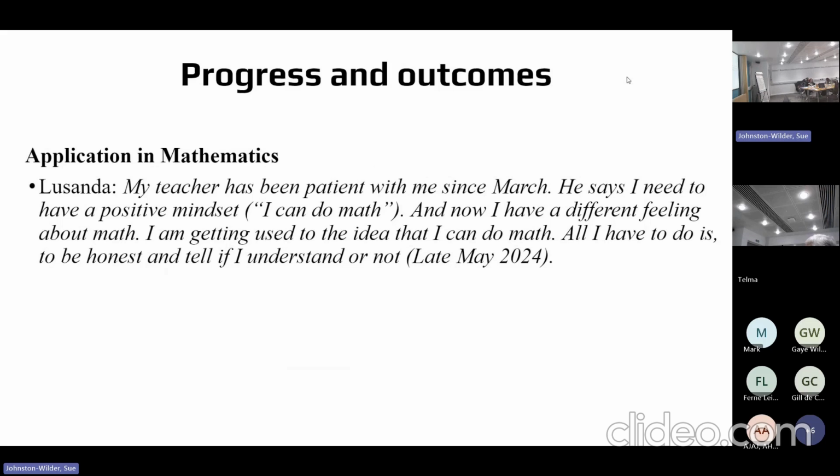If you're forcing them to learn, there's no way they will be able to learn. They won't be able to learn because you are forcing them. But now this teacher has changed his way of teaching, and is now being patient and taking his time. She says that my teacher has been patient with me since March. She says I need to have a positive mindset. I used to say I can't do math, and now I have a different feeling about math.